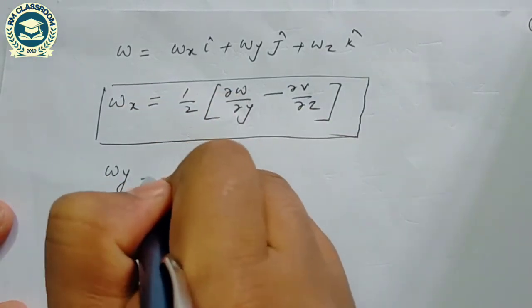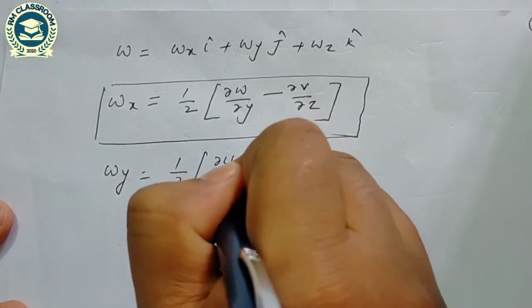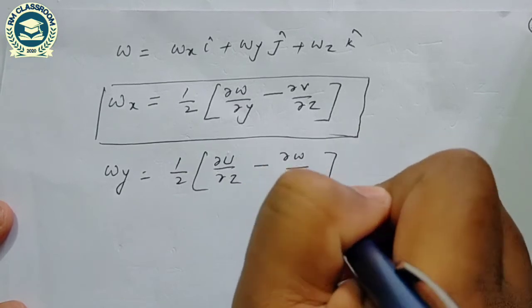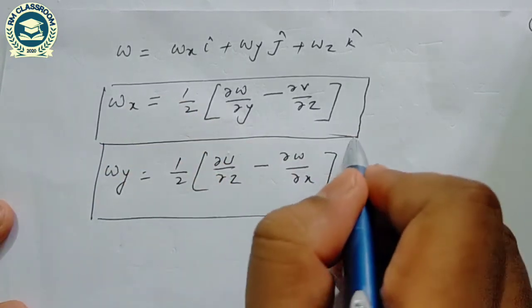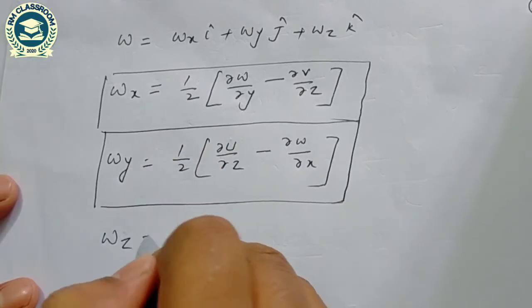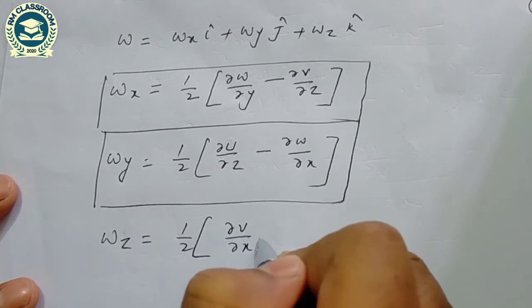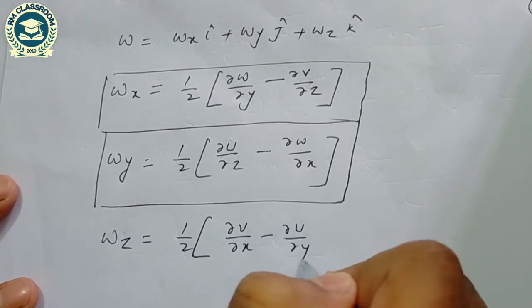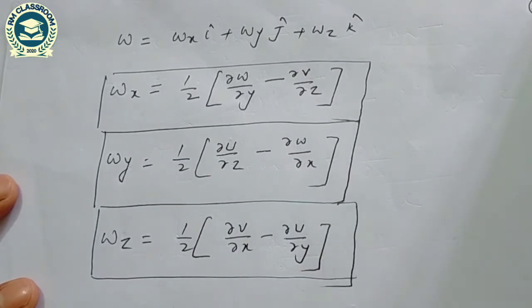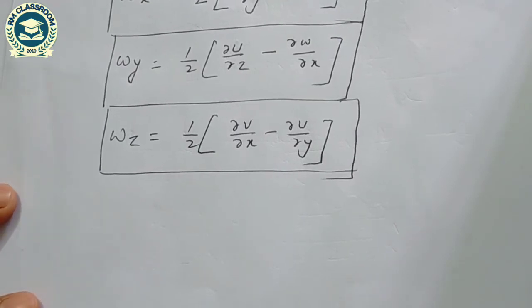Similarly, omega y is equal to 1 by 2 del u by del z minus del w by del x. And angular rotation in z direction, that is 1 by 2 del v by del x minus del u by del y. So these are the rotational components in x, y and z direction.